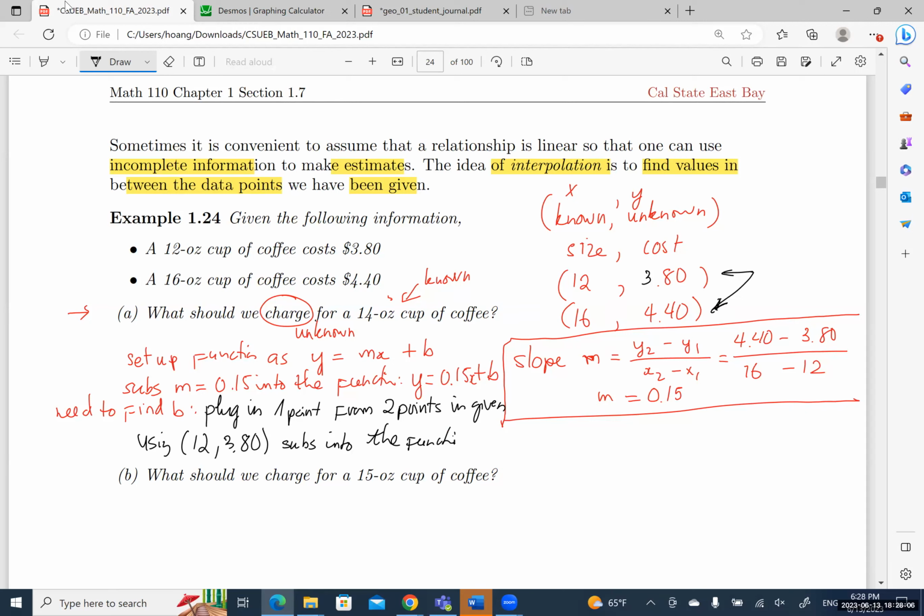So keep in mind that this is the X value and this is the Y value. Okay. And now what do I have? I have 3.80 equal to 0.15 times 12, plus B. We don't know B, right?